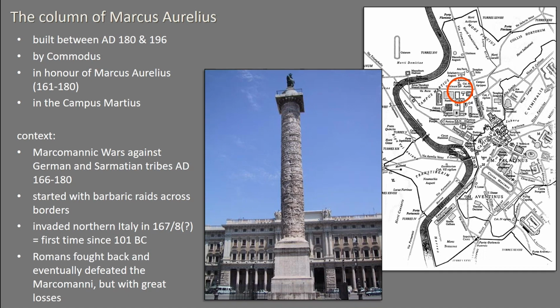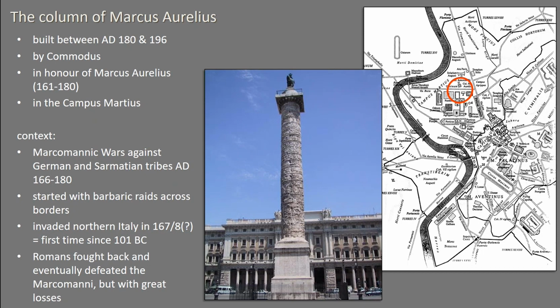What is the time? Finally, I promised to do a very brief comparison to the column of Marcus, which I think highlights the importance of the way the events are being depicted on the column of Trajan.